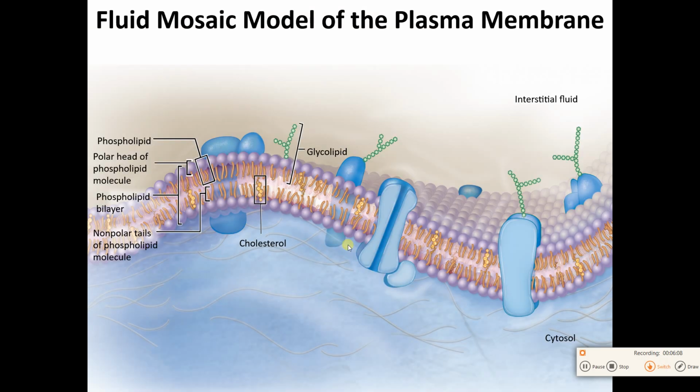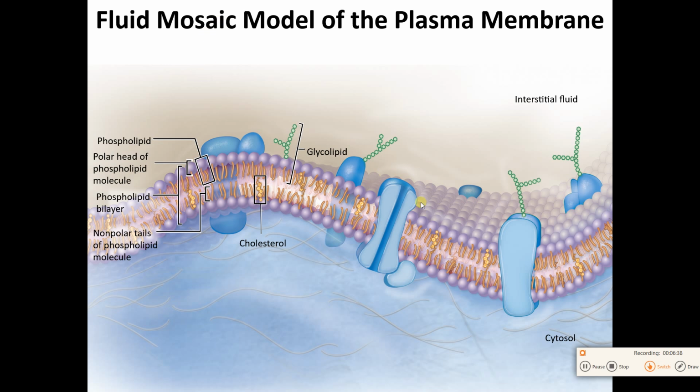Now, this collection of phospholipids, proteins, and other things, including cholesterol, that represents our cell membrane is actually called the fluid mosaic model. It's fluid because everything is not exactly locked in place, as we're going to see. It's a mosaic because it's made of many small different parts.